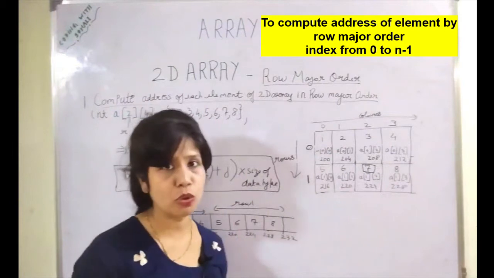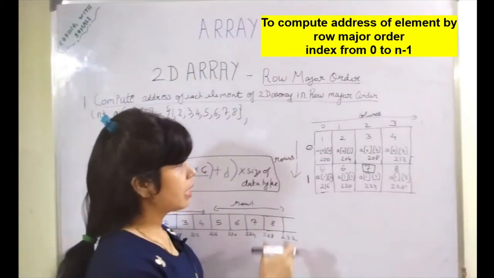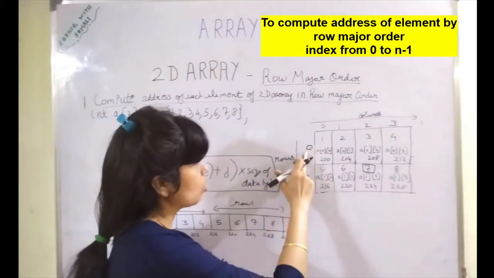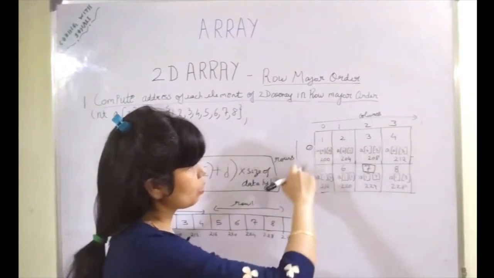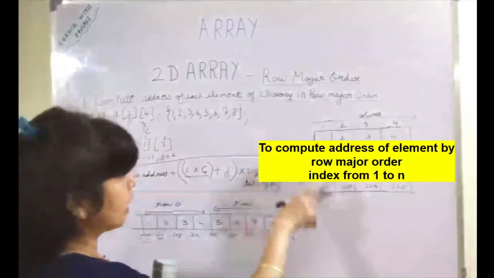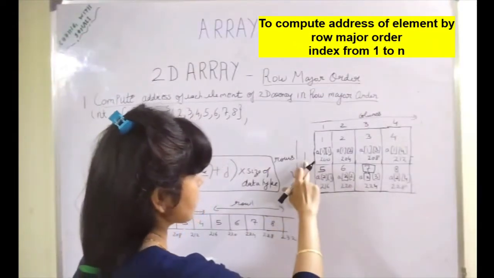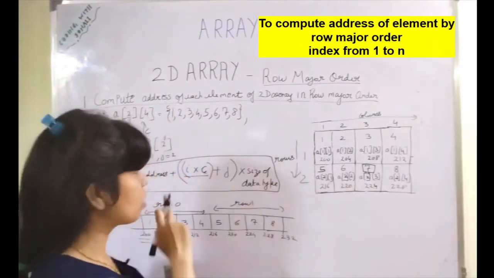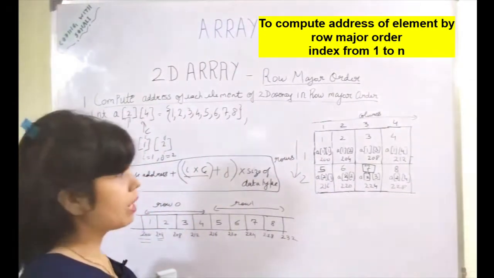Let me explain what modification will be there if your indexing does not start from 0, it starts from 1 for the row as well as for the column. How the formula will get changed. So in case of the row major order, if the indexing starts from 1 and not from 0, what change will be there in the formula, that we will be seeing.